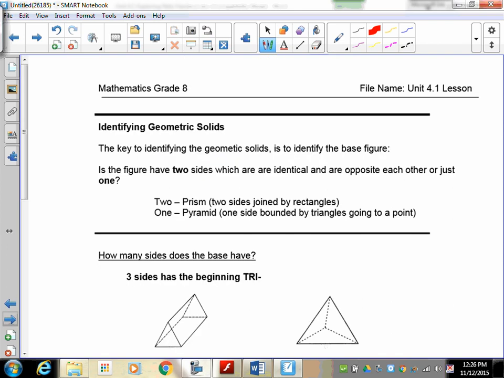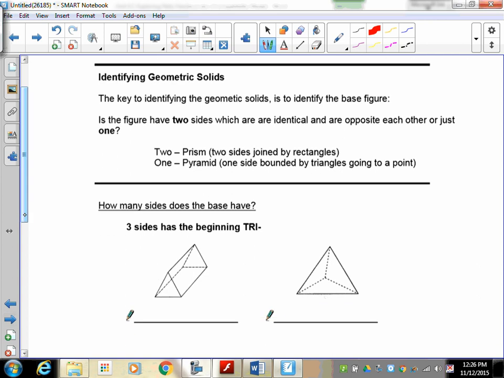Okay, so if you turn the page, the first thing we have to do, now that we know about all the pieces, is be able to name them correctly. The key to identifying geometric solids is to identify the base. If the figure has two sides which are identical and opposite each other, joined by rectangles, that is the base, those two that are the same. If you have two of them which are joined by rectangles, it's always a prism. If you only have one base and everything else is a triangle, it's a pyramid.